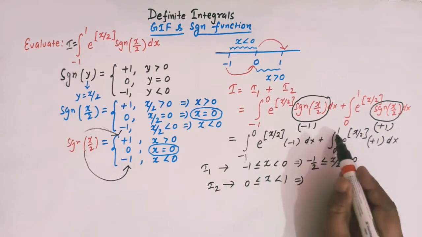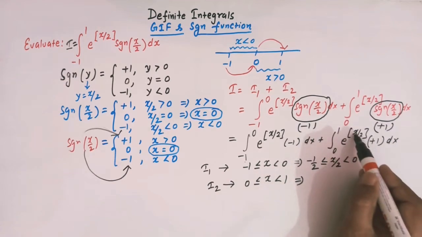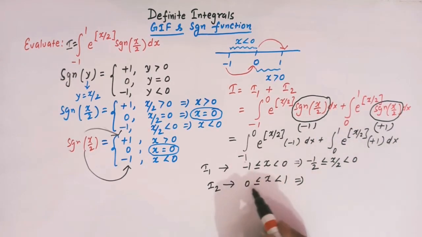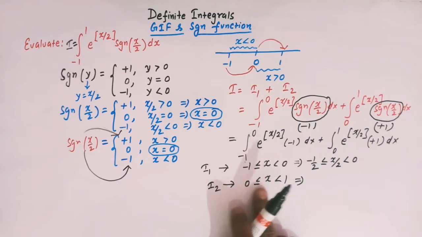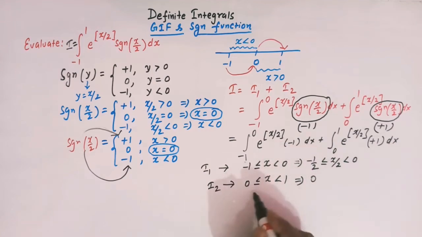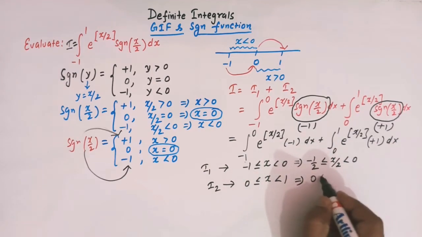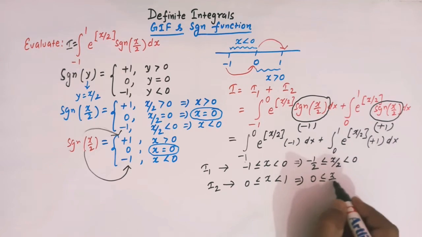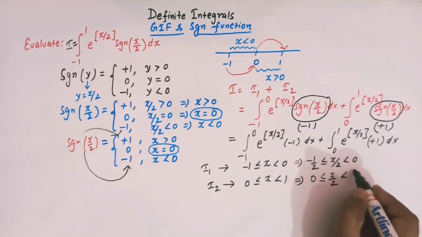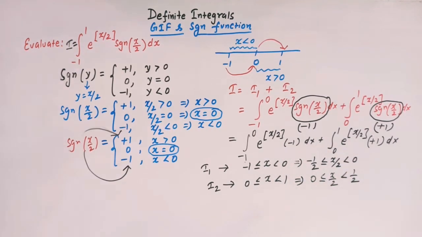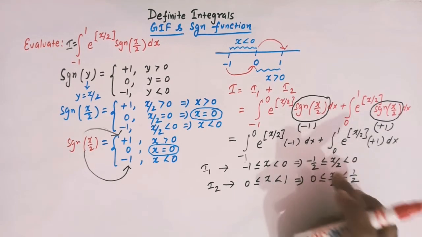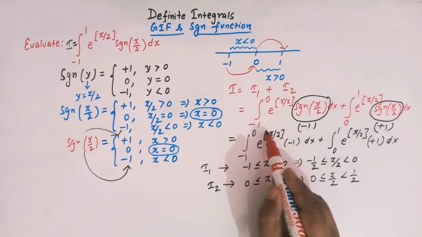In the second integral x varies from 0 to 1, right? But we need x over 2, right? So what we'll do, we'll again divide this inequality throughout by 2. So we'll get 0, because 0 over 2 is 0, and here we have x over 2, and here we have half, right?